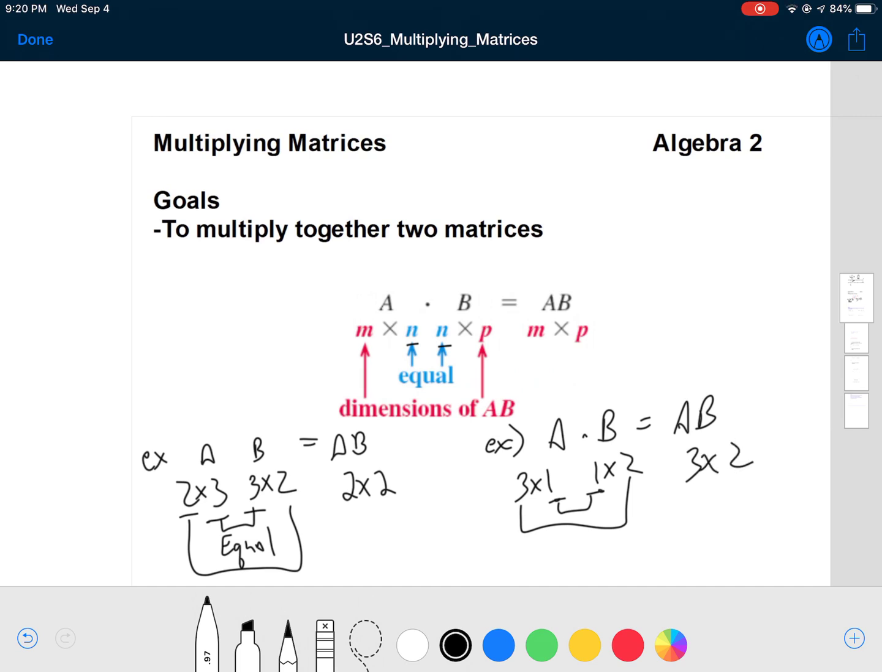Okay, an example of ones that wouldn't work: let's say A is a 3 by 4 and B is an additional 3 by 4. Because 3 and 4 are different, they're not the same, I would not be able to multiply those matrices.